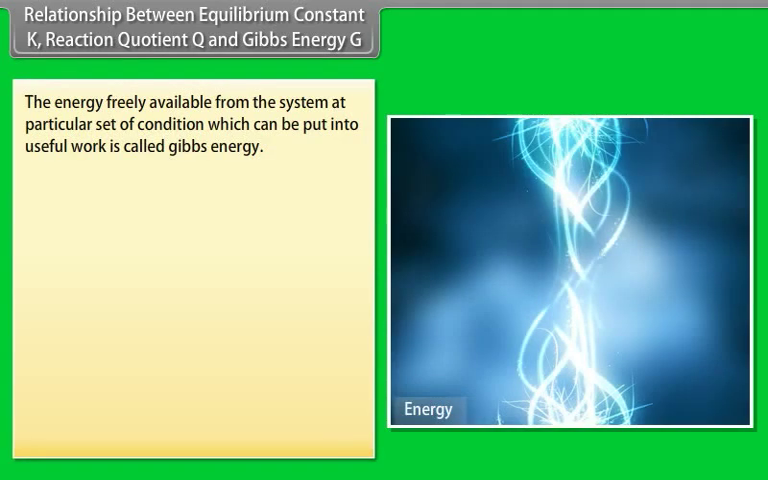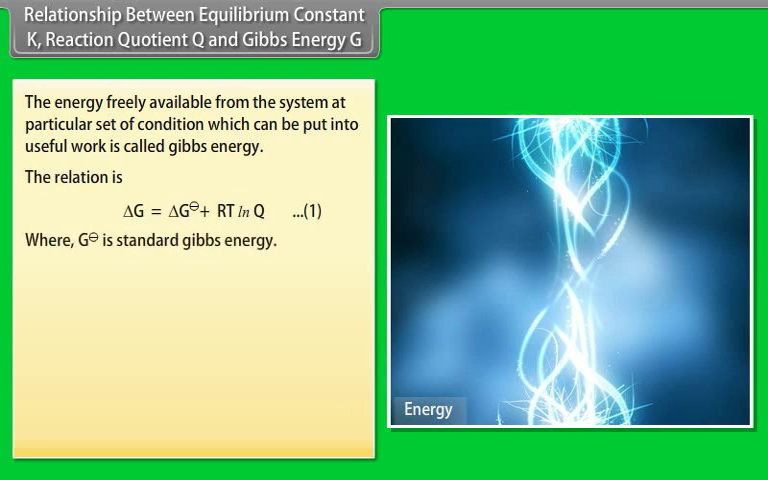Relationship between equilibrium constant K, reaction quotient Q and Gibbs energy G. The energy freely available from the system at particular set of condition which can be put into useful work is called Gibbs energy. The relation is, name it as equation 1, where it represents standard Gibbs energy.